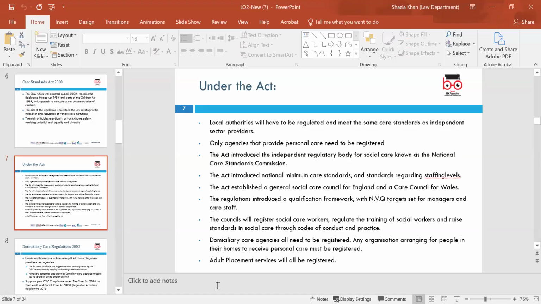Why do you think, when we look at these acts, there was a need for the Care Act? Do you think there have been elements of issues around social workers and the treatment of people?